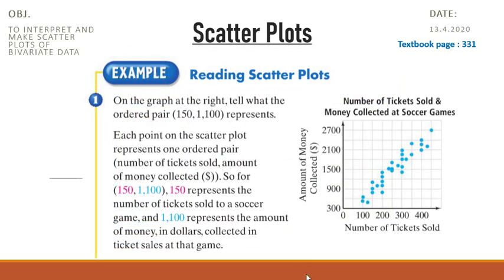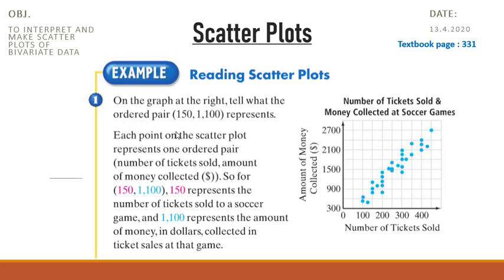In the first example we have here a scatter plot, and on this graph tell what the ordered pair 150, 1100 represents. Okay, we have here an ordered pair. We have a point here. Each ordered pair is represented by a point in the graph. We have the point in this place, and the question, what's the meaning of this point? What's the meaning of this ordered pair?